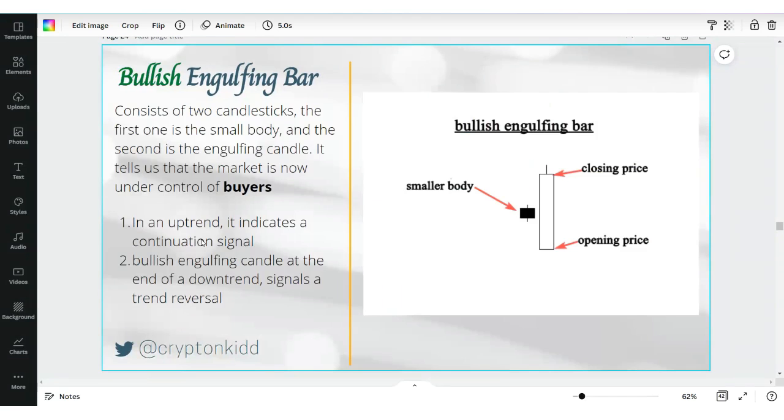Next, we'll talk about the bullish engulfing bar. A bullish engulfing bar consists of two candlesticks. The first one is a small body, and the second one is the engulfing candle. It tells us the market is now under the control of the buyers.